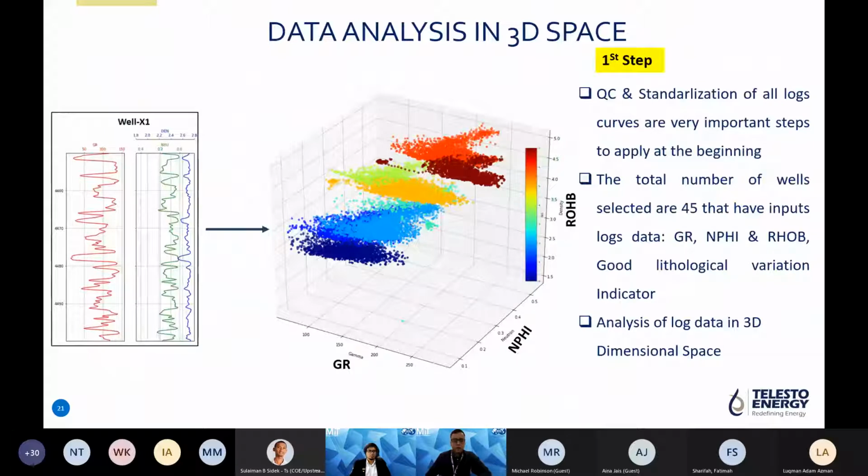Here, what you can see is we have taken 3 logs, gamma ray, density, and neutron, and these are plotted in a 3-dimensional space. For example, you can have as many logs as you want. All this input data is formed into clusters, and you can clearly see the data clusters colored in different colors.